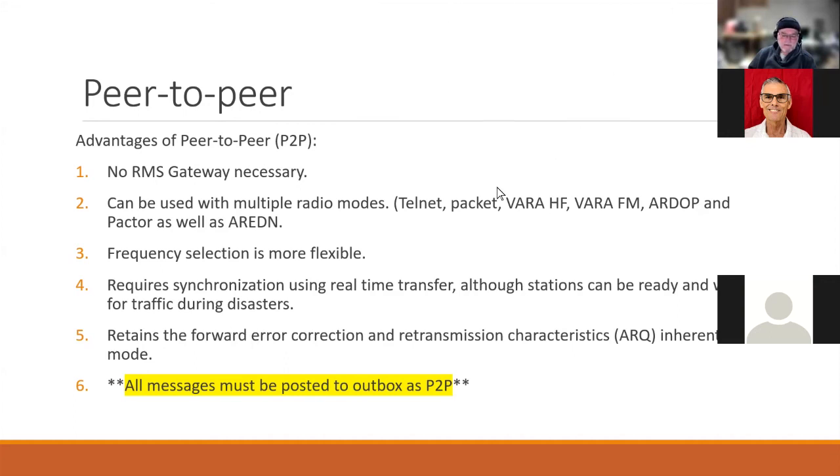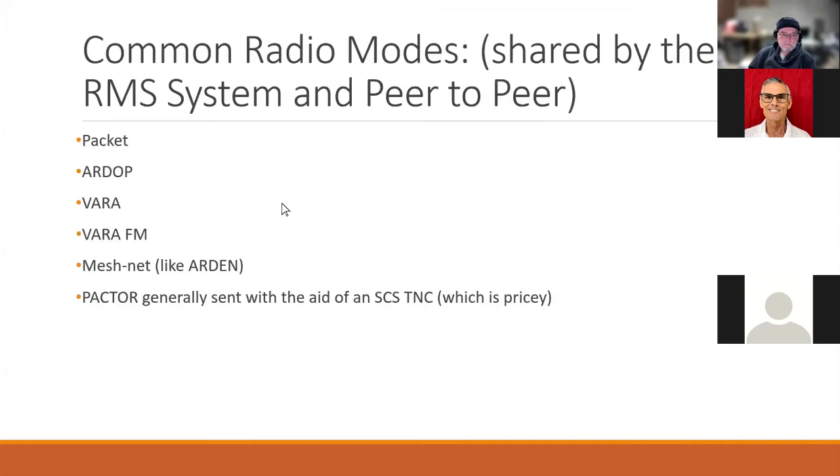The one thing, and I'm sure Mark is going to point this out, is that for the type of message you're dealing with, you absolutely have to address that message before you put it in the outbox. You have to select the method by which you're going to transfer it. And if it's going to be a peer-to-peer, you absolutely have to, because Winlink always defaults to the Winlink method, and you have to purposely select that peer-to-peer method.